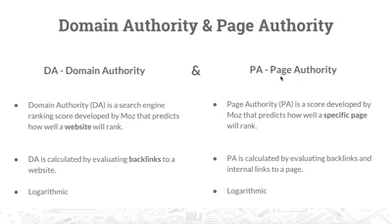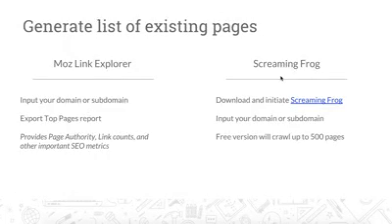Now, there's a few tools that you can use to get a full list of pages on your site and then sort by priority. You can use Screaming Frog, which will allow you to input your domain or subdomain, and it will crawl up to 500 URLs on your site for free. You can pay for additional access if there are more than 500 URLs on your site, and then you'll get a full list of all of the URLs that Screaming Frog has crawled. So that's one tool you can use.